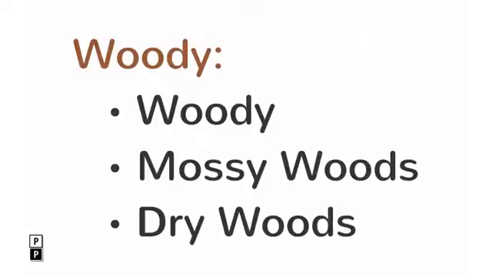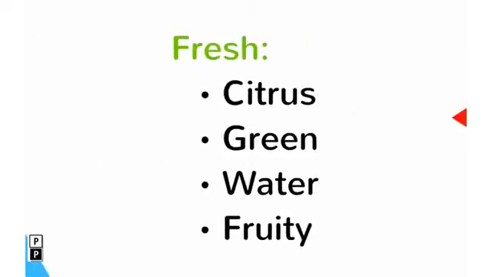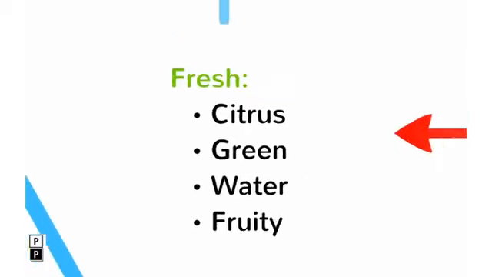Moving on to woody scents, these include the smells of aromatic woods, oak moss and leather across the woody, mossy and dry wood subgroup. And finally, we have the fresh group that incorporates citrus, green, water and fruity. Citrus scents include bergamot and other citrus oils. Green scents have leaves and fresh grass undertones. Water includes marine and aquatic notes. And finally, fruity scents comprise berries and non-citrus fruits.